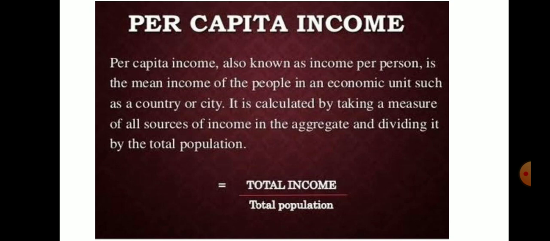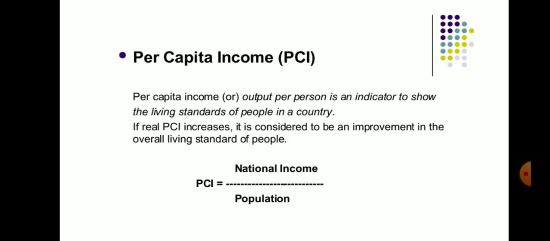Per capita income is also known as the income of a person. We can see in detail how it is calculated. It's also called an indicator to show the living standard of the people in a country. So if real per capita income, PCI, increases, it is considered to be an improvement in the overall living standard of the people. So what is this PCI? National income divided by total population.